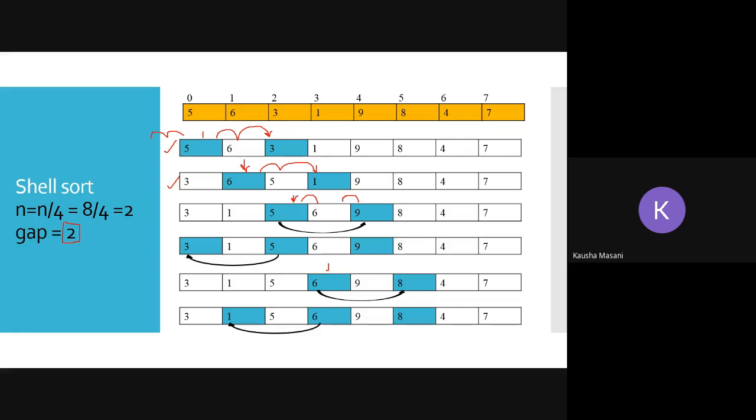Now next go to 6. 6 and 8. Do I need any swapping? No. Go back. In the same line, go 2 indexes back.